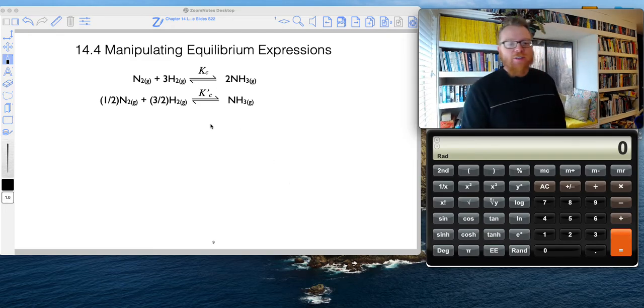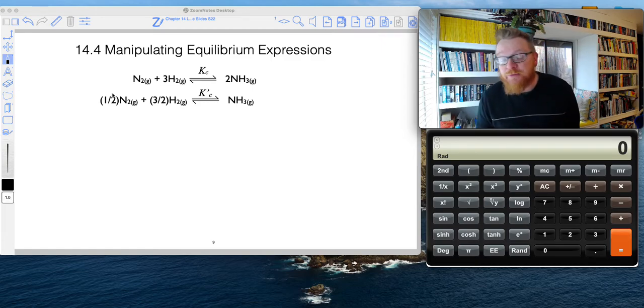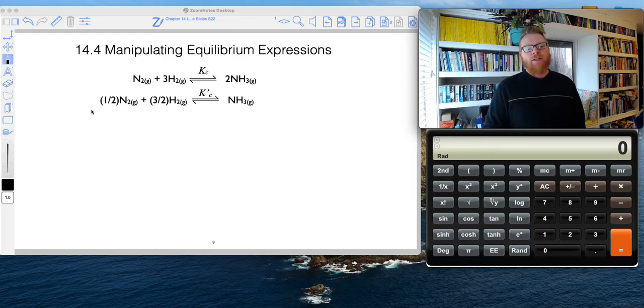Notice I've got this reaction written two different ways. One is the way we would normally balance this. And in this reaction, I've divided all the stoichiometric coefficients in half. I know some chemistry instructors say you can never have a fraction for the coefficient. It's perfectly fine because we're not talking about 1/2 of an N2 molecule. We're talking about 1/2 of a mole of N2 molecules. So halves in these balanced reactions are perfectly fine for me.